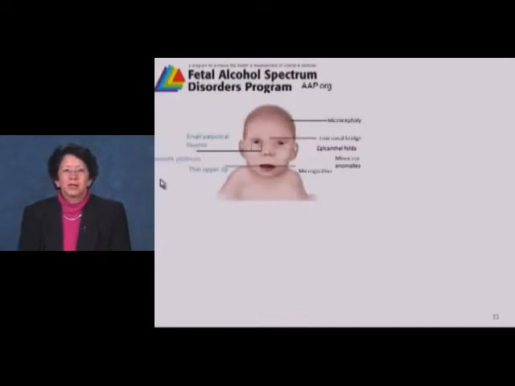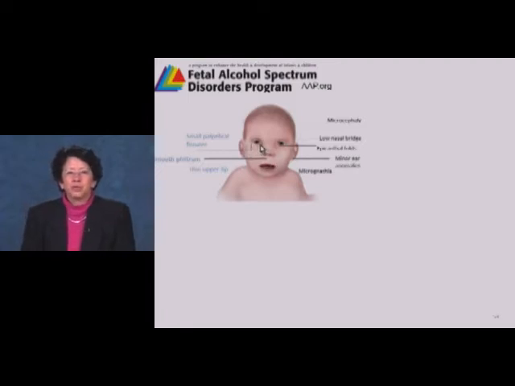This is a nice cartoon, nice illustration that's available online from the AAP. And it shows you the microcephaly, a low nasal bridge, epicanthal folds, some minor ear anomalies, and a small chin. This is a thin upper lip, smooth philtrum, and short palpebral fissures. A palpebral fissure is the width of the eye. From the inner canthus to the outer canthus, this distance is the palpebral fissure.